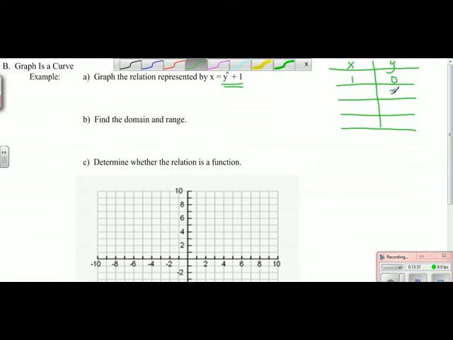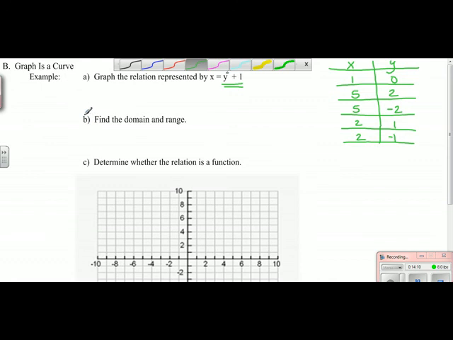If I let y be 2, 2 squared is 4, plus 1 is 5. I'm going to check negative 2. Negative 2 squared is 4, plus 1 is 5. How about 1? 1 squared is 1, plus 1 is 2. And let's try negative 1. Negative 1 squared is 1, plus 1 is 2. I feel pretty confident that I'm going to see a pattern.